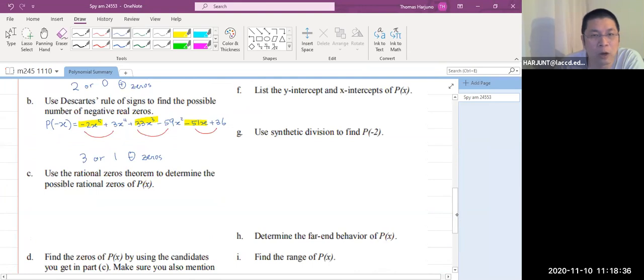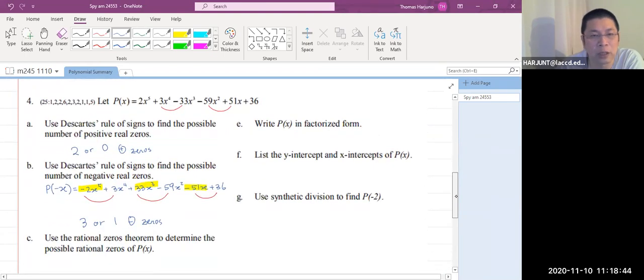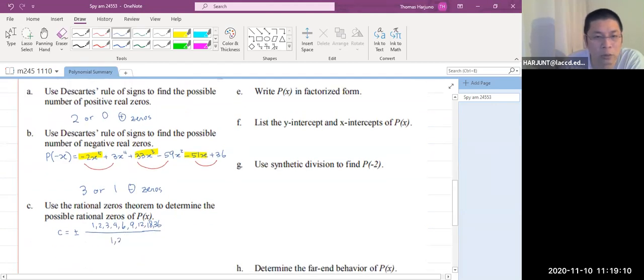Now, let's see. How about we use the rational zero theorem to determine the possible rational zeros of P(x)? Okay, so for P(x), the coefficients are all integers. So the possible rational zeros would be plus or minus factors of 36: 1, 2, 3, 4, 6, 9, 12, 18, 36, over 1, 2.